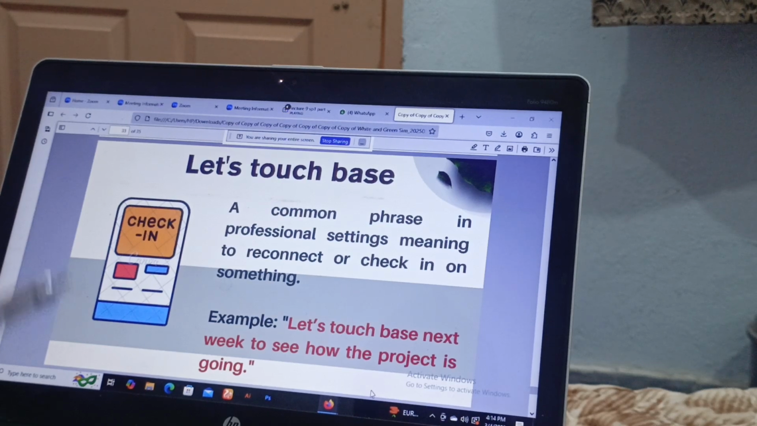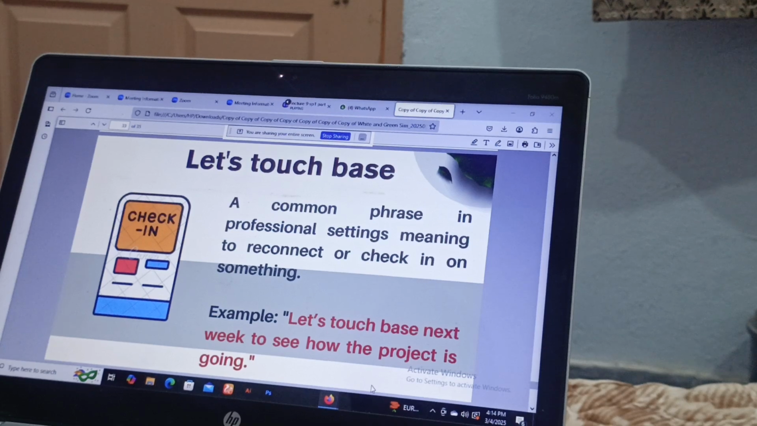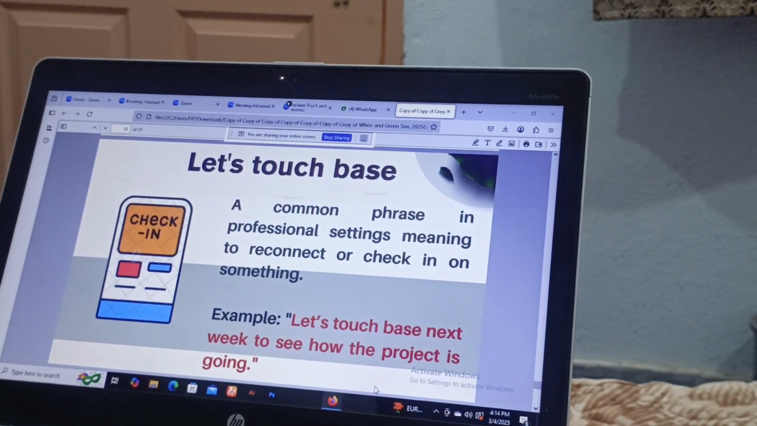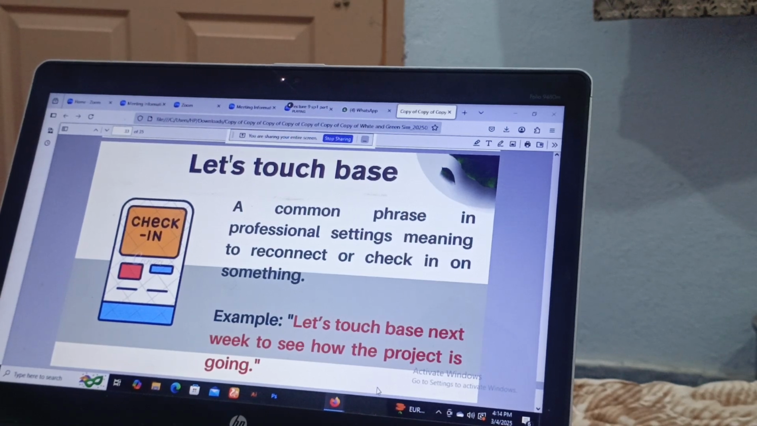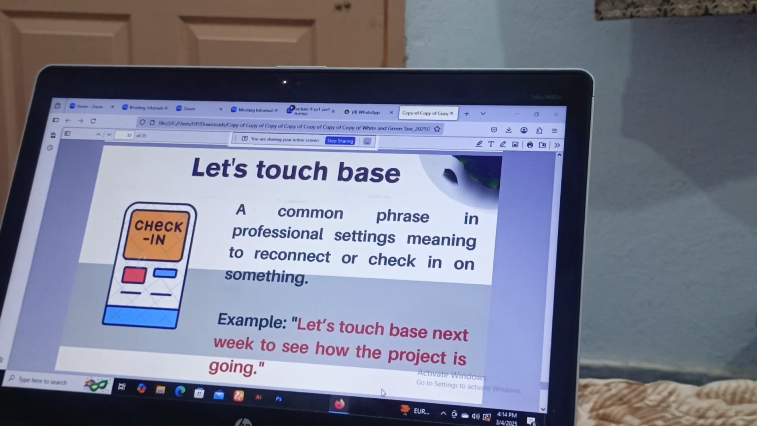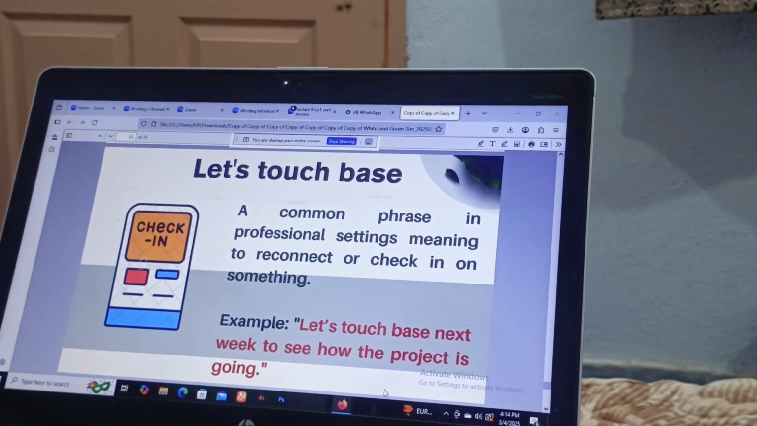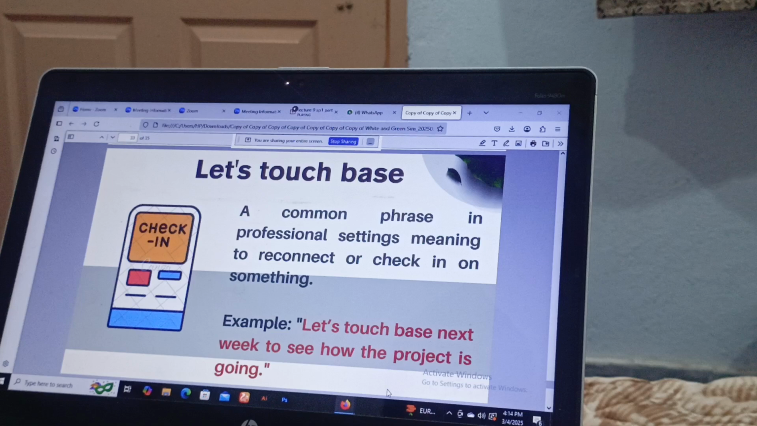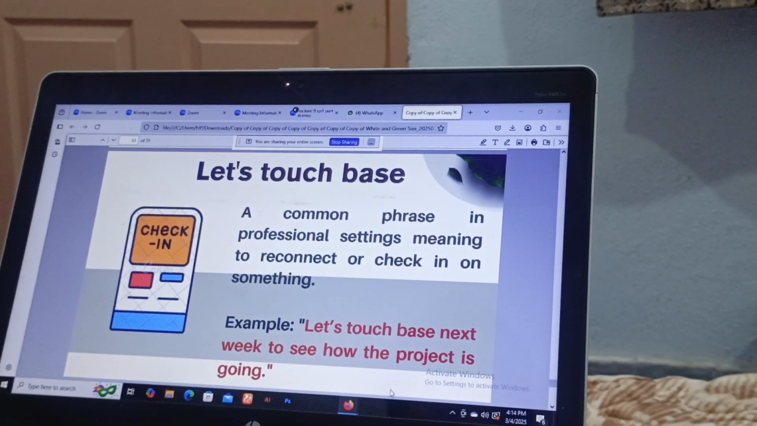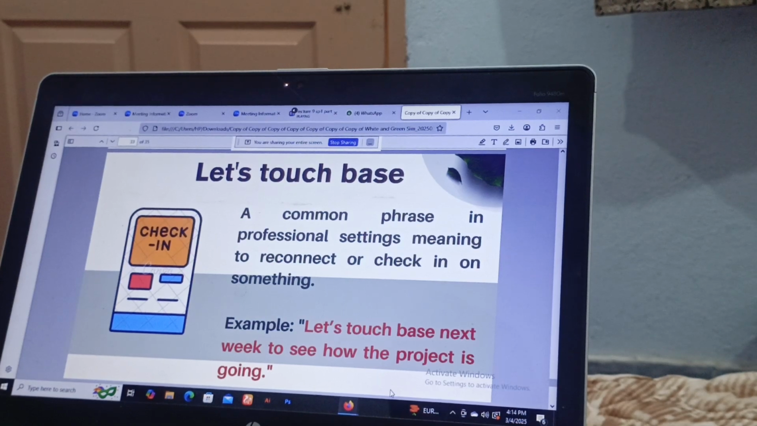Can you now say the example again, while understanding it? Yes, let's touch base next week to see how the project is going. So basically you are going to reconnect and discuss the project, right? That's when we use let's touch base. So you can use that in your workplace too. If you have a specific project and you decide with your colleagues to go over it again, you can say, let's touch base next week.